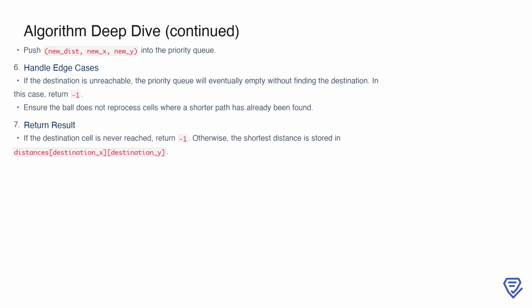Additionally, we ensure that each cell is only reprocessed if a shorter path is discovered. Finally, the result is determined by checking the value in the distances array for the destination cell. If it remains at infinity, we return -1. Otherwise, the shortest distance to the destination is returned as the result.